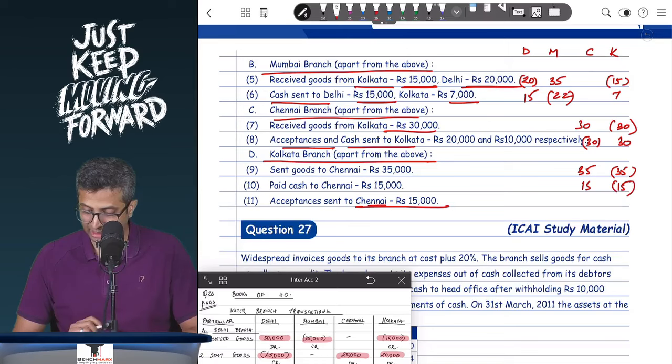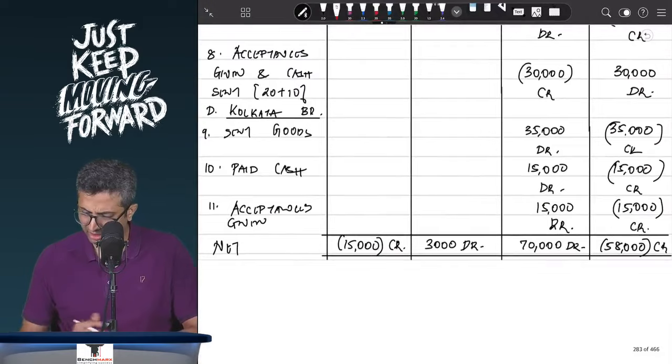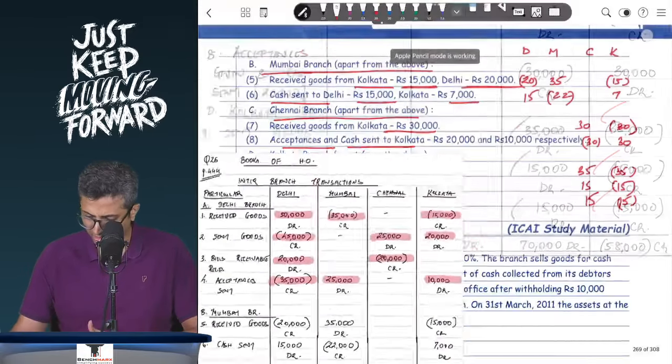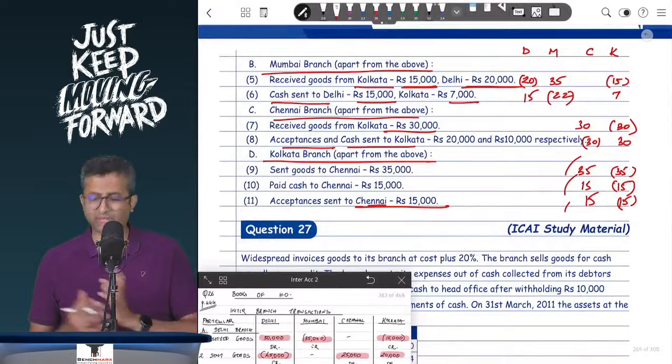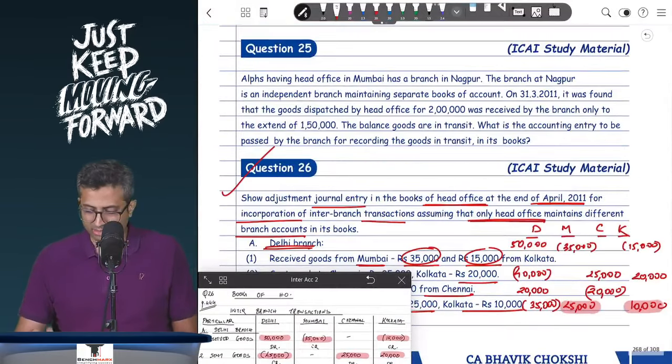Acceptances sent to Chennai. This is like payment sent to Chennai. I think this is 15 and 15 still. If I review at the end, yes, 15, 15, credit, credit, credit, debit, debit, debit, as you can see over here. This is one of the only types of questions on these lines. So this takes care of question number 26.